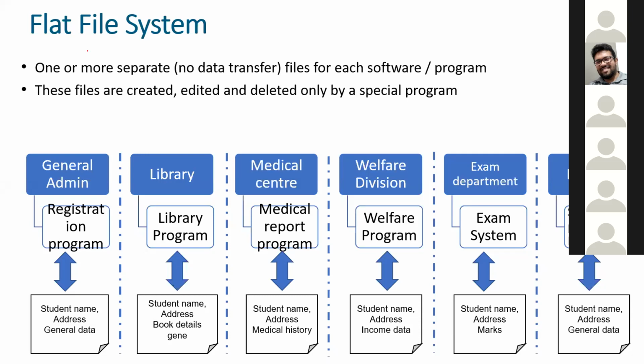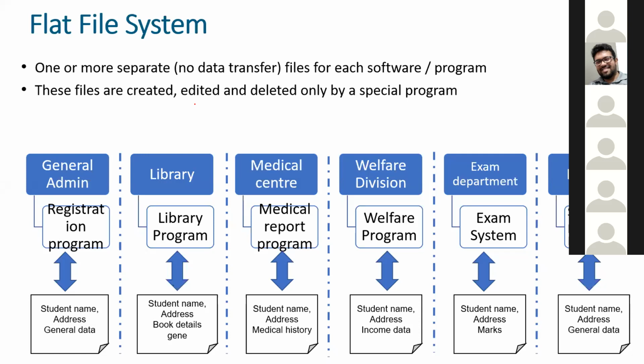You can see now, when you look at this, you can understand that this is something related to the university, where it is maintaining data about different sections or different departments or different units related to the university. So you can see general administration section, library, medical center, welfare division, exam department, faculty. So those are the divisions.